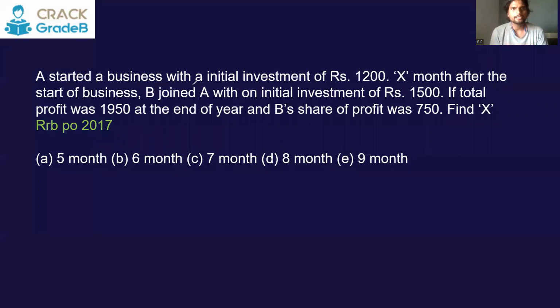Let's see this one. A started business with initial investment of 1200. A is there who started with 1200. X months after the start of business, B joined with initial investment of 1500. Total profit was 1950 at the end of the year. B's share was 750. So we don't know for how many months B invested for, but we know that A invested for 12 months because the profit is said at the end of year.